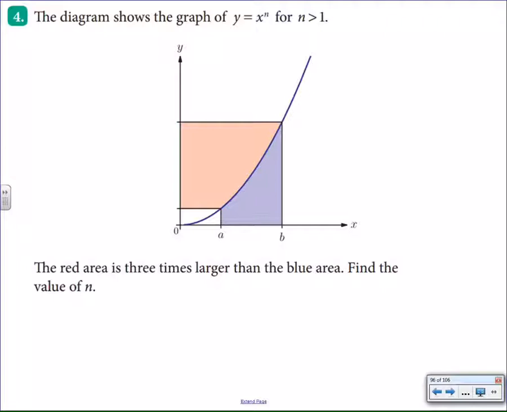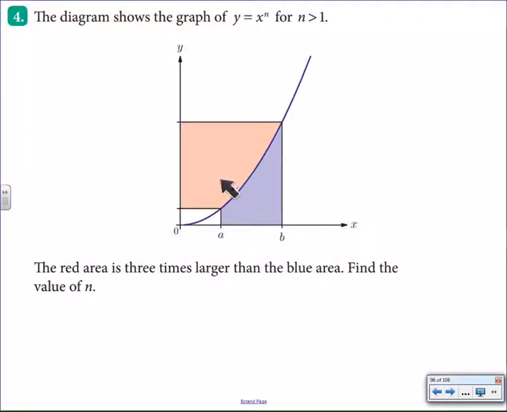Maybe it's a fraction power, who knows? But that's our job to figure out. The area of the blue part is going to be really simple, and I'll do that in a minute. But the area of the red part, also kind of simple, but requires a reminder of how to find area along the y-axis, from the curve to the y-axis.